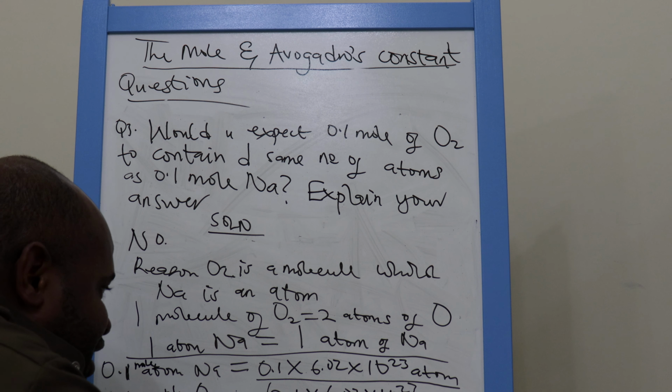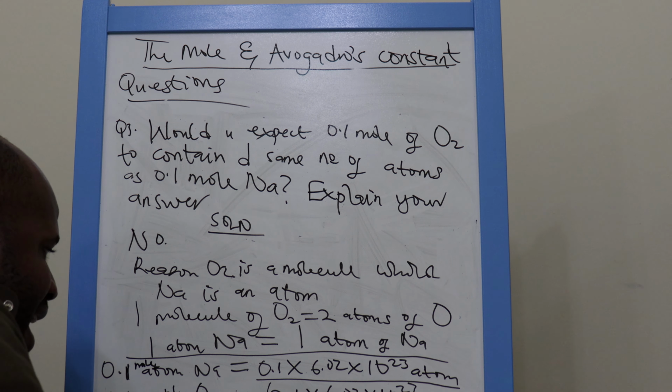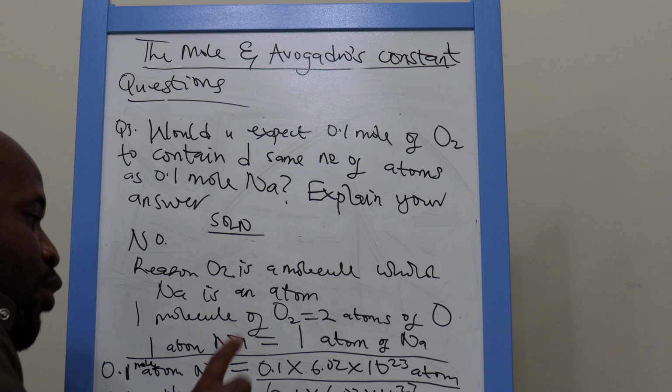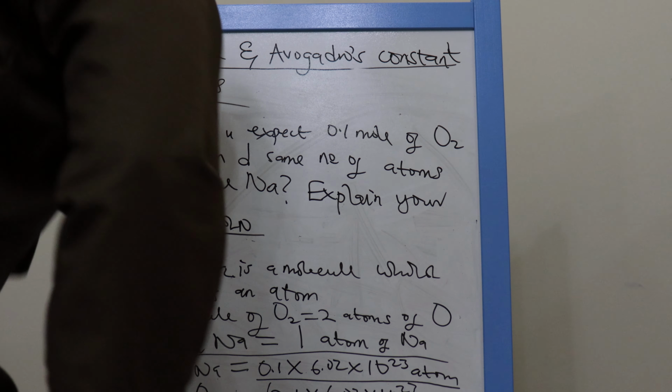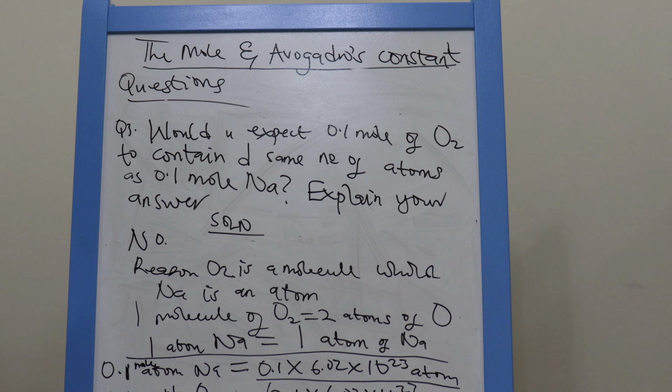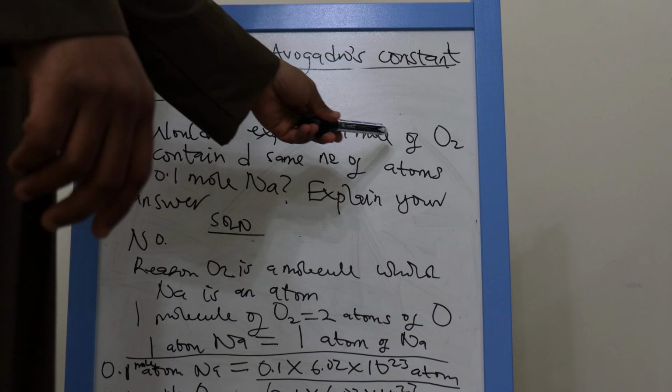So when you are converting them to atoms, because 2 atoms of oxygen is equal to 1 molecule of oxygen, in terms of number of atoms, you make this value twice. Hence, you don't expect them to have the same number of atoms. This will have 2 times as this. So that is the answer to the question. You don't expect 0.1 mole of oxygen molecules to have the same number of atoms as 0.1 mole of sodium atoms.